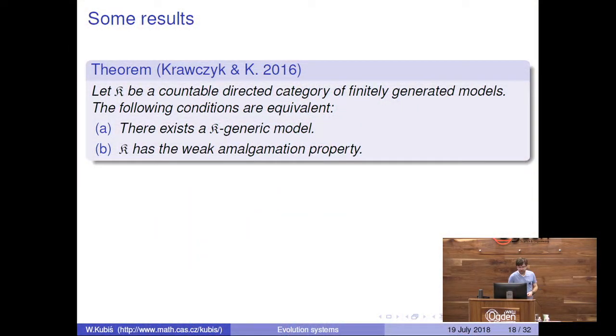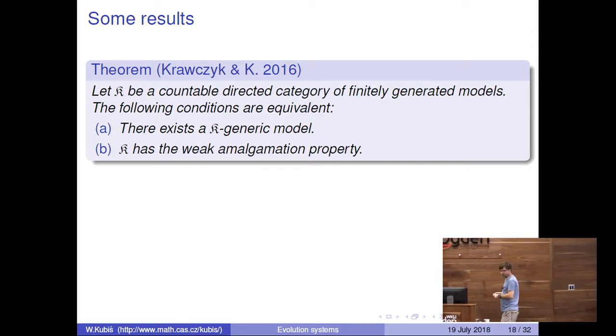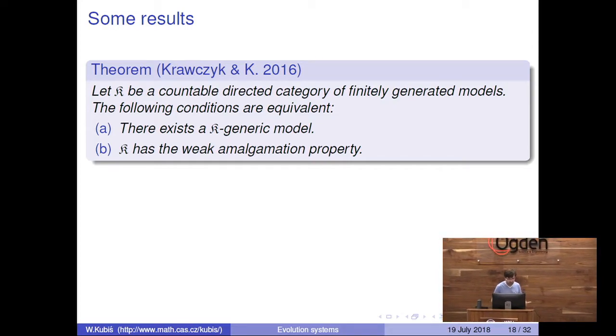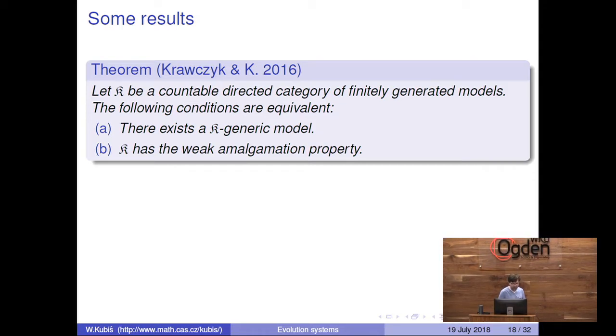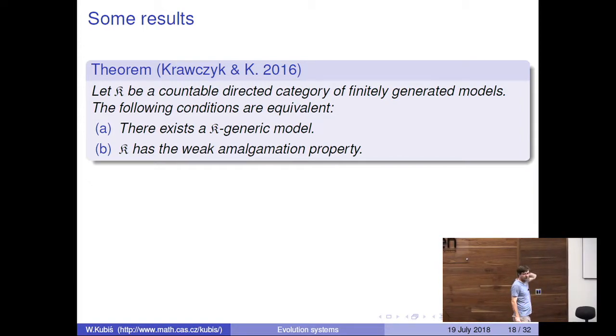So, I'm sorry, this is a topological conference, but the more recent results, with some others, are really in model theory. We managed, with Adam Krawczyk, to characterize the existence of a winning strategy. And it turns out that the weak amalgamation property is crucial. This is in the case of a countable category.